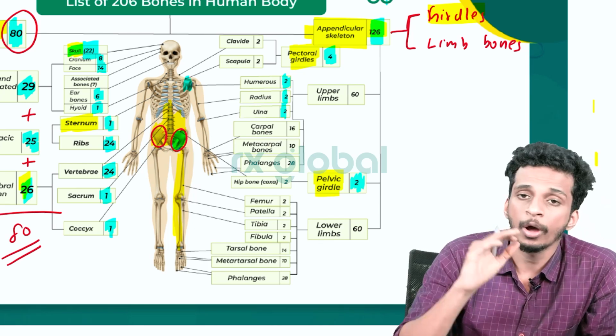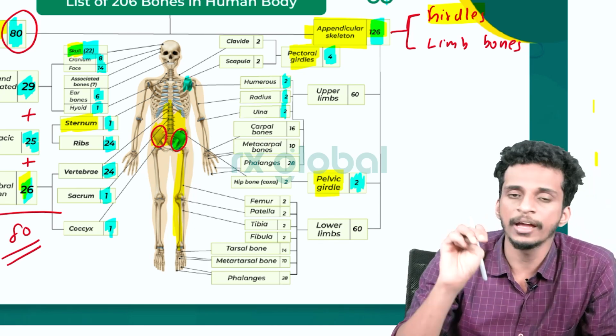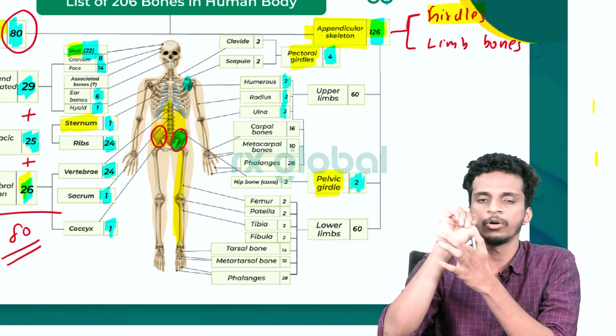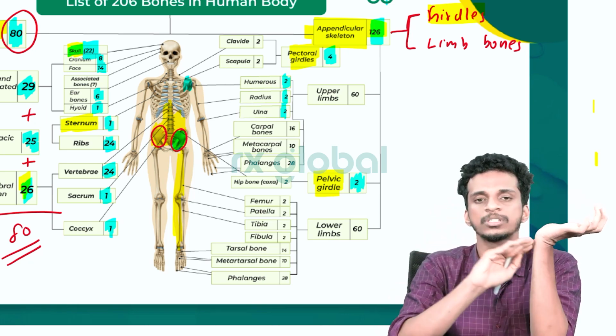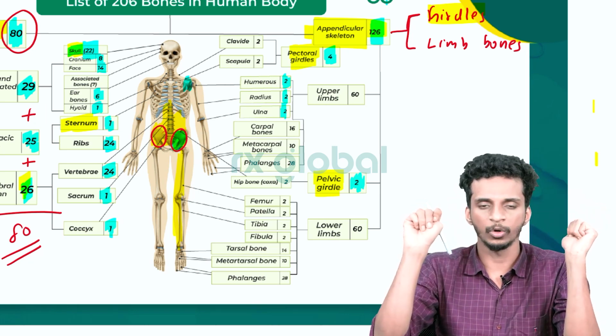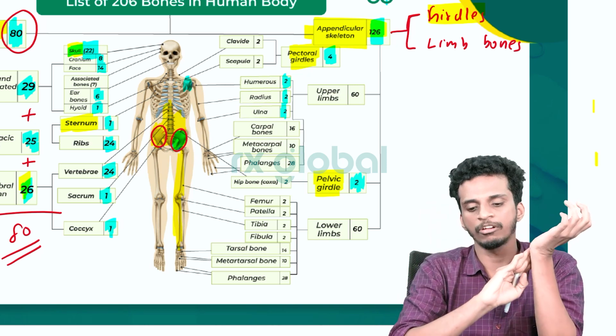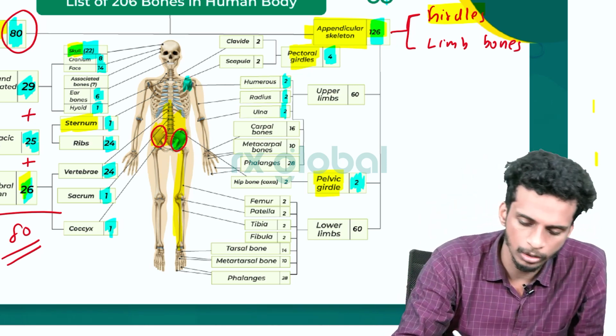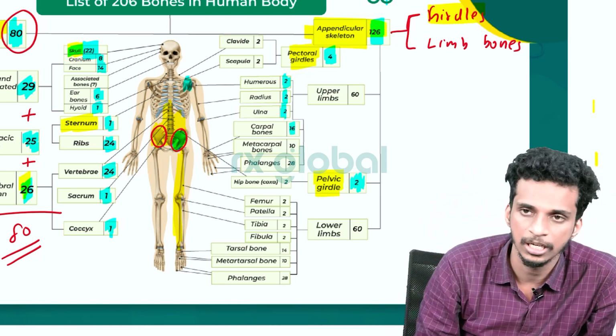Now I have carpals. I have 8 carpals on one side, so on both sides it will be 16 carpals. So the total number of carpals is 16.